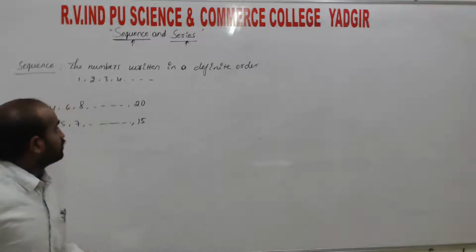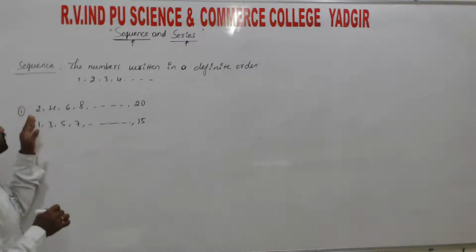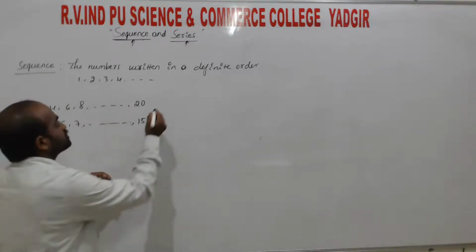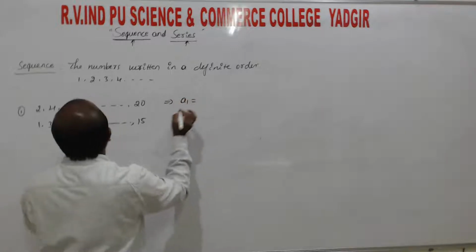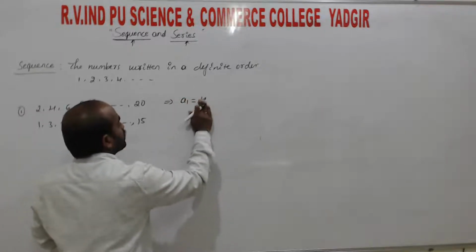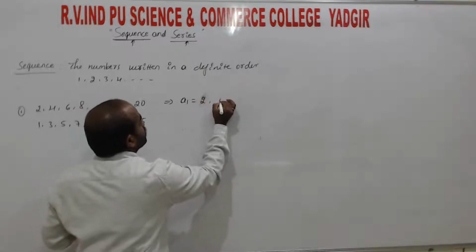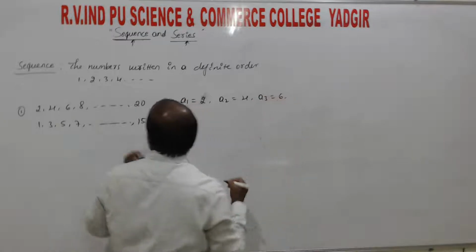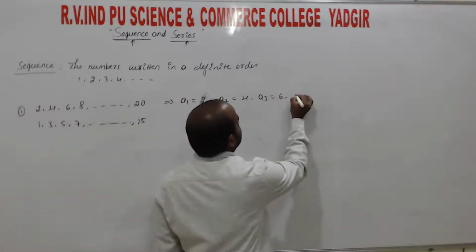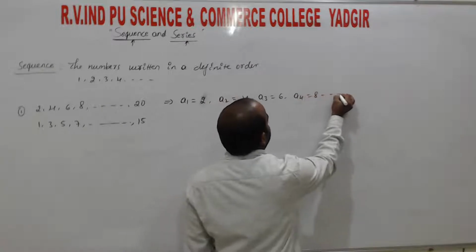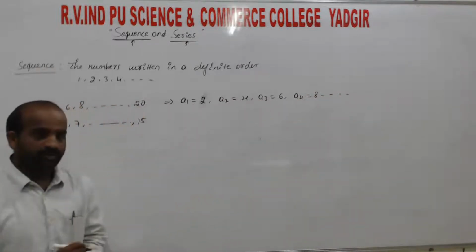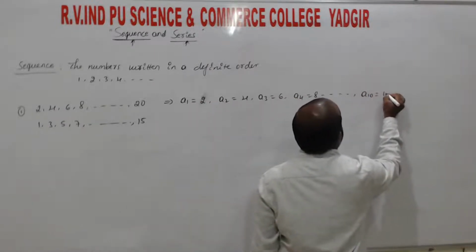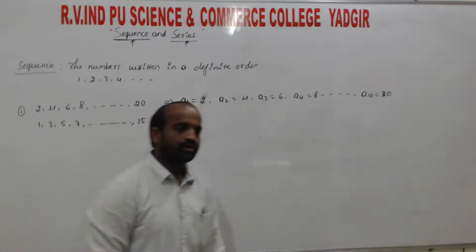Next, from the above example 2, 4, 6, 8, up to 20. In this one, A1 is equal to 2, A2 is equal to 4, A3 is equal to 6, A4 is equal to 8, and so on. Which term is 20? The 10th term. A10 is equal to 20.